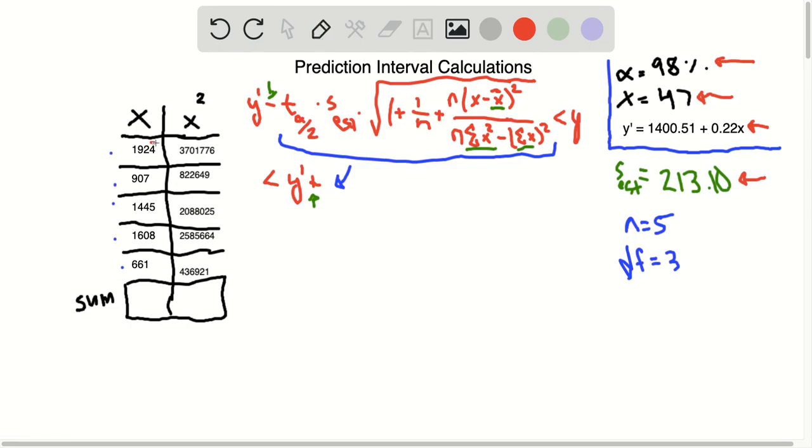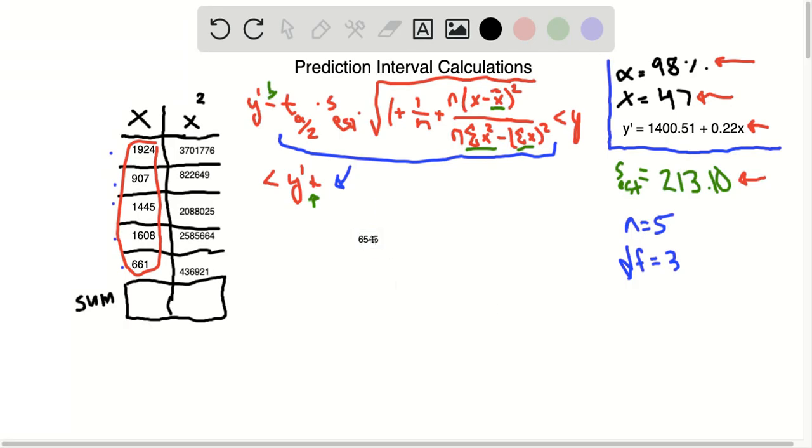So now let's calculate the sum of all of our x values, and I'll box that in red. So let's calculate the sum of all of our x values. So if we sum all of those numbers, we get a value of 6,545.